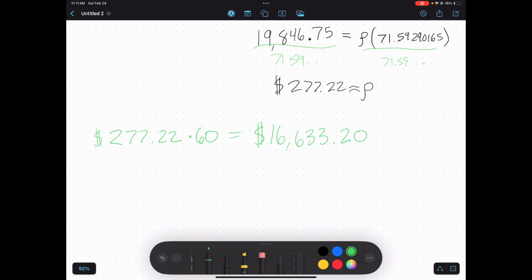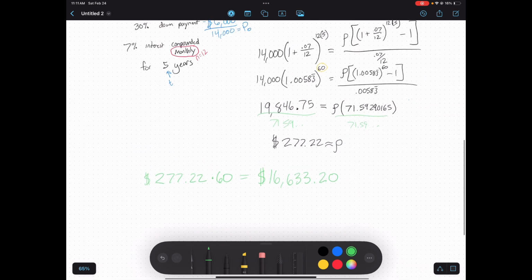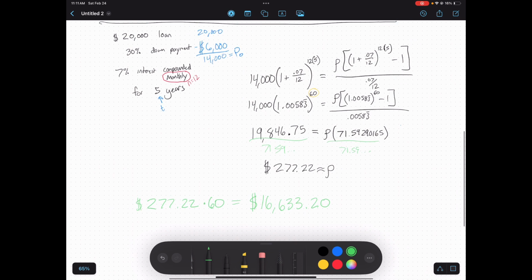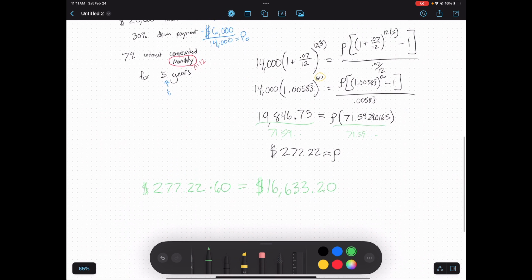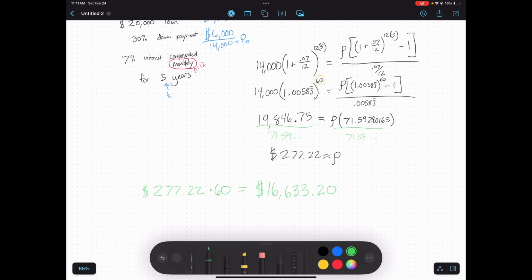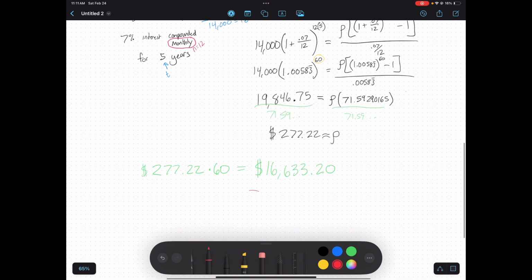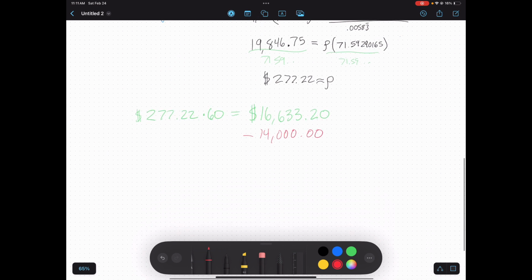So by not paying the $14,000 all at once, by not paying for the car completely and taking out a loan, notice how much you actually pay in interest. If I subtract $14,000 away from that, I end up paying $2,633 in interest.